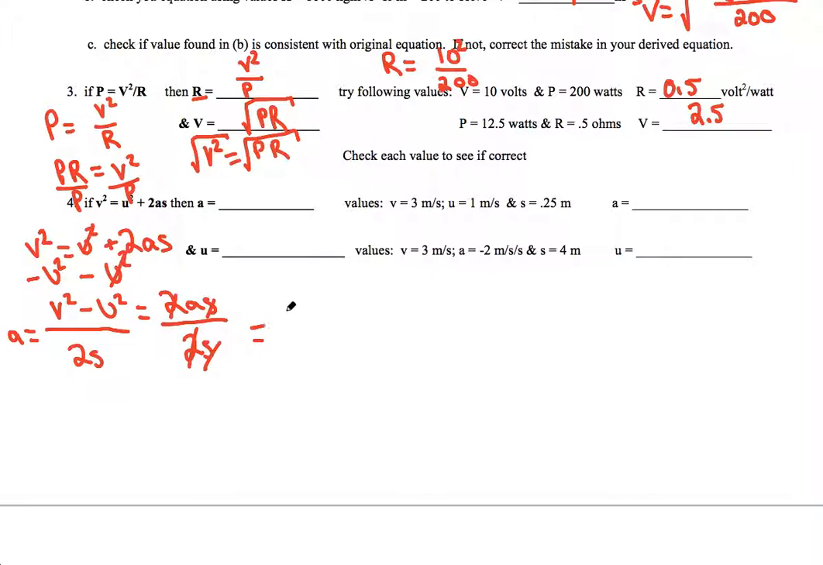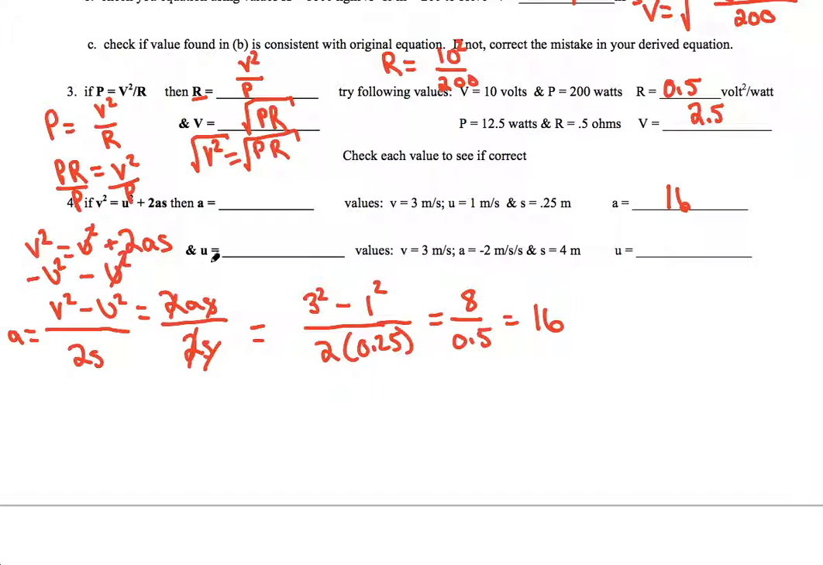And if I'm plugging in values, I have a v of 3, so I have 3 squared minus 1 squared all over 2 times 0.25. So 3 squared is 9. 9 minus 1 squared is 8. So this is equal to 8 divided by a half, 0.5. So a equals 16. And once again, we're not worrying about the units for right now.